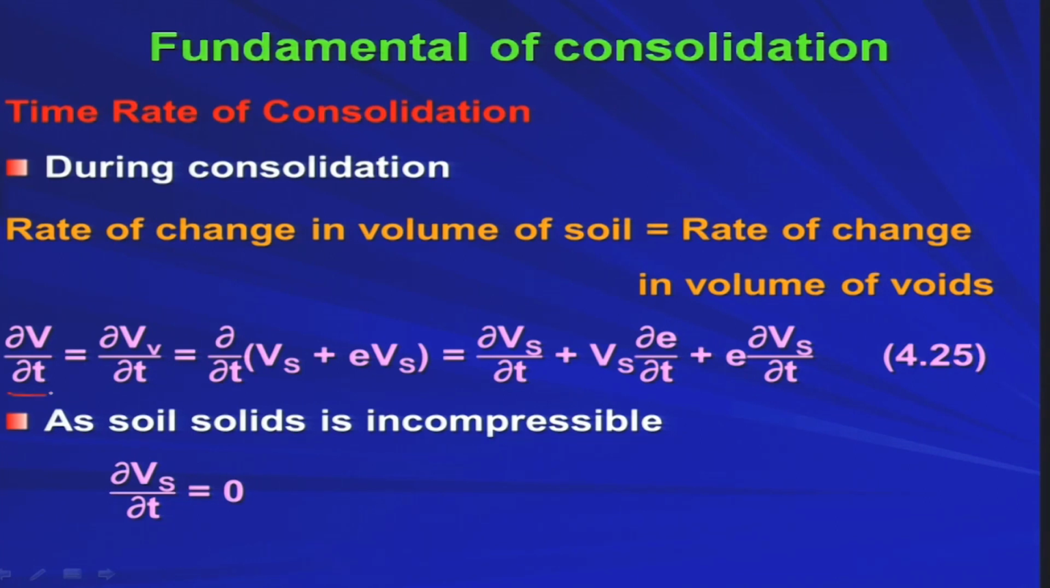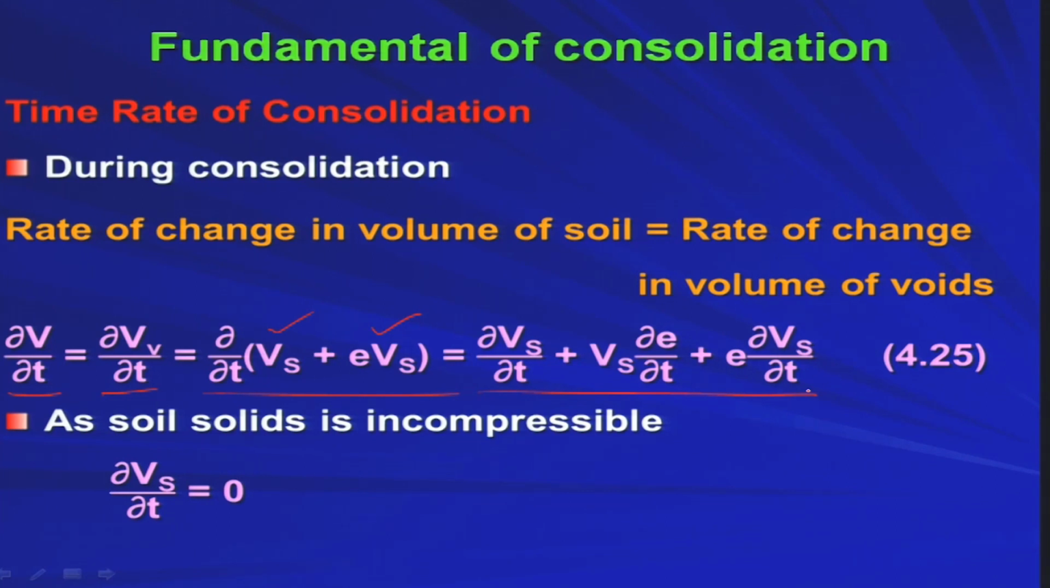So, if that is true, ∂V/∂t, the rate of change in volume of soil, is equal to ∂Vv/∂t, which is nothing but the rate of change in volume of voids. In place of Vv I can write Vs plus e into Vs, where Vs is the volume of solid and e is the void ratio. So, Vs plus e Vs is nothing but Vv. If we expand this term, I can write ∂Vs/∂t plus Vs into ∂e/∂t plus e into ∂Vs/∂t.